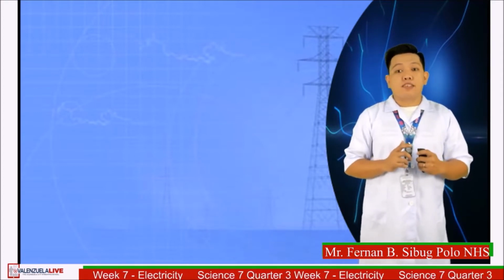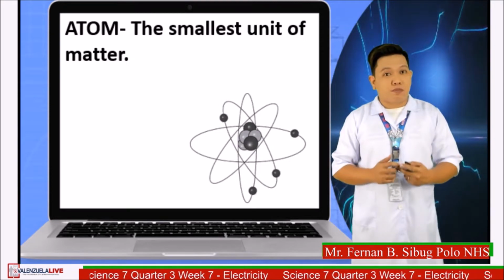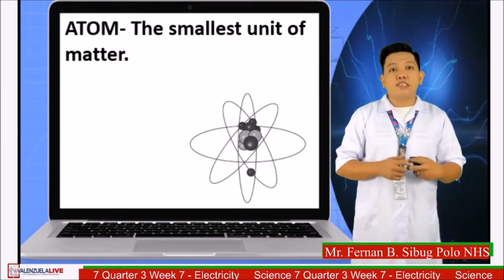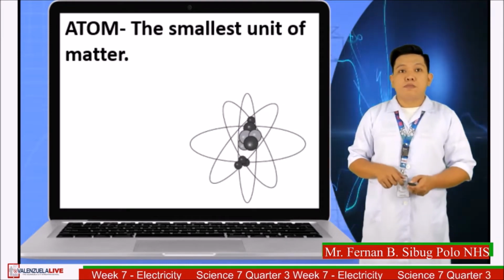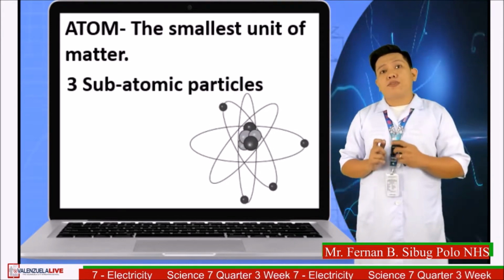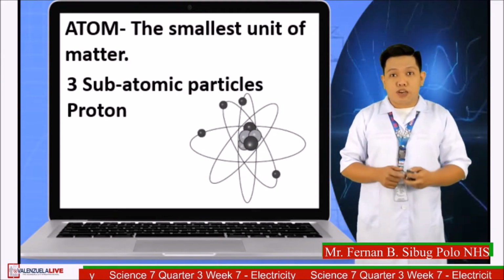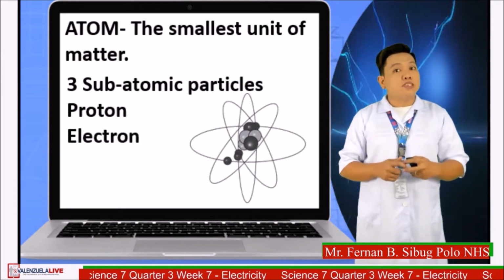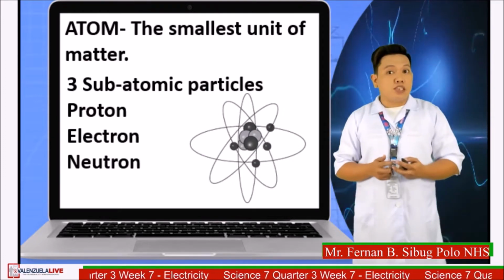Would you believe that the attraction comes from the particles that we cannot see using our eyes? And those are atoms. All matter is made up of atoms. Atom is the smallest unit of matter, and it is the building block of matter. It is composed of three subatomic particles: the proton, which is positively charged, the electron, which is negatively charged, and the neutron, which is neutrally charged or has no charge.